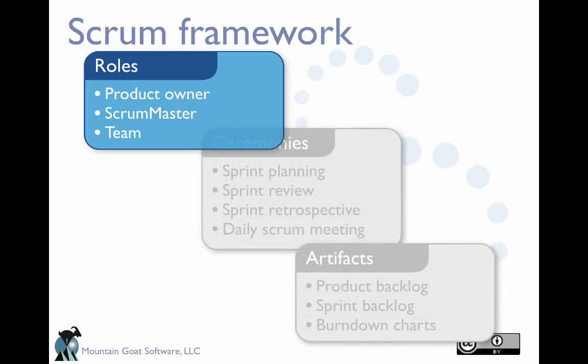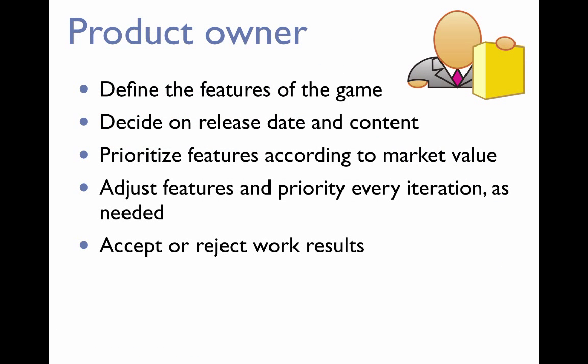Roles. Scrum typically recognizes 3 roles: the product owner, the Scrum Master, and the team. The product owner, and again, this doesn't have to be one person, right? This can be you as the team, but there is the role of the product owner who defines the features of the game, decides on a release date and content of that release date, prioritizes features according to market value, which in your case is according to how fun the game is or what the product owner thinks most helps the game to become more fun. And the product owner can adjust features and priority at every iteration as needed.